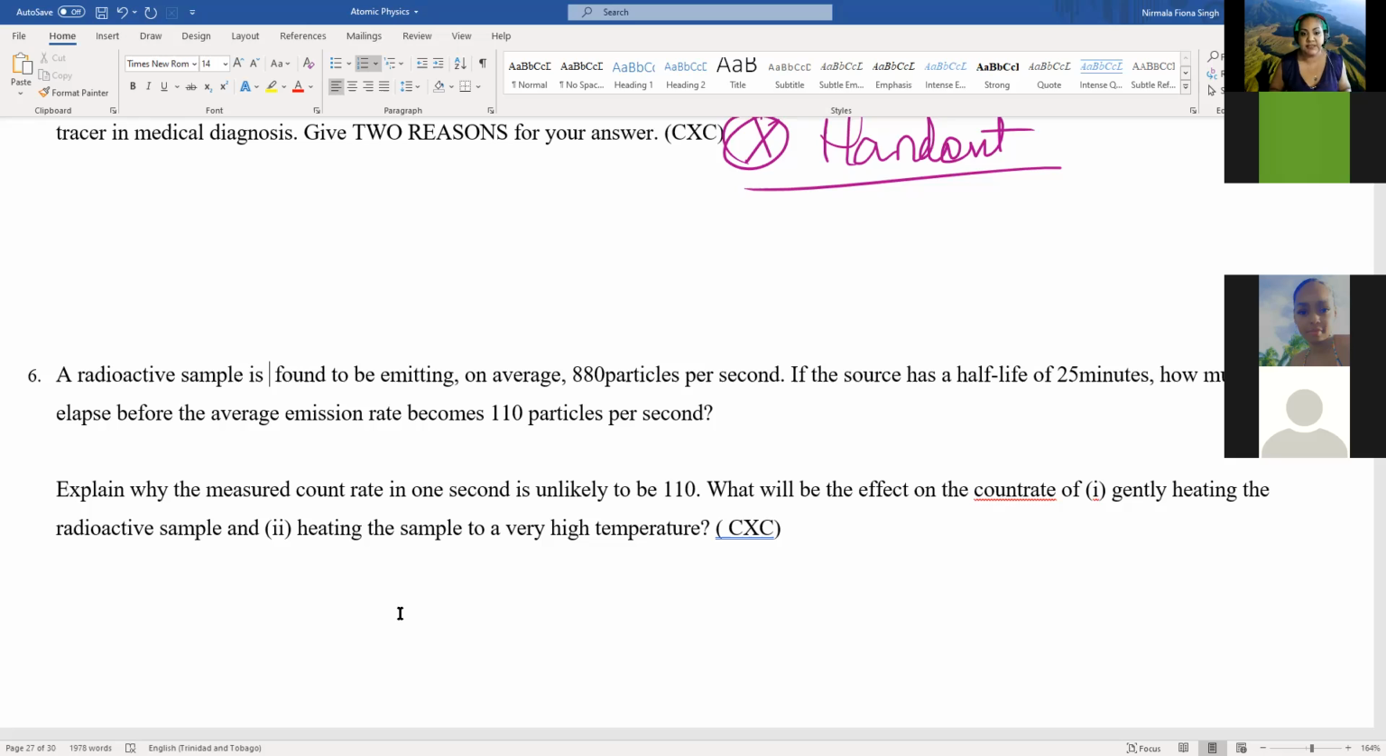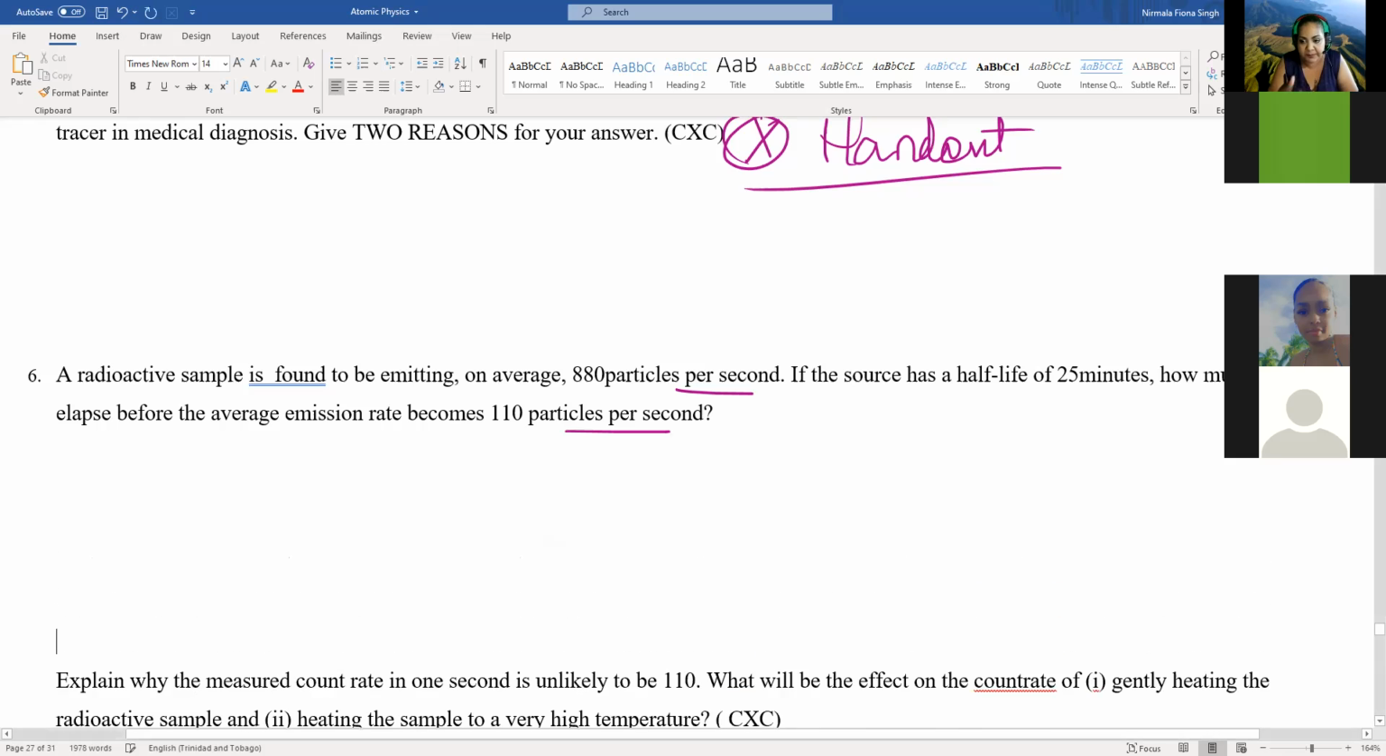Remember, particles per second tells us what the activity is, how it's behaving, and as time passes, your activity is going to drop because we have less and less particles to give off. So don't use the per second here as any sort of indication. They're telling you basically how fast it's breaking, how much is there.